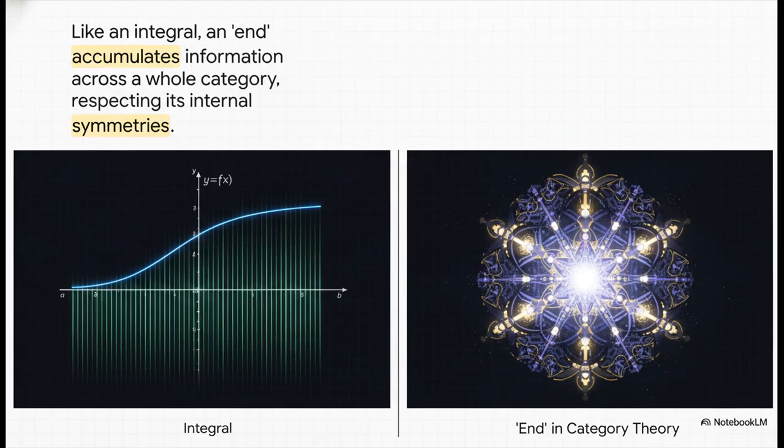This comparison really gets to the heart of it. An integral finds the area under a curve by summing up an infinite number of tiny pieces, right? Well, in the same way, an end finds a single canonical object by accumulating a functor's values across an entire category, making sure the result respects all of that category's internal structure and symmetries.